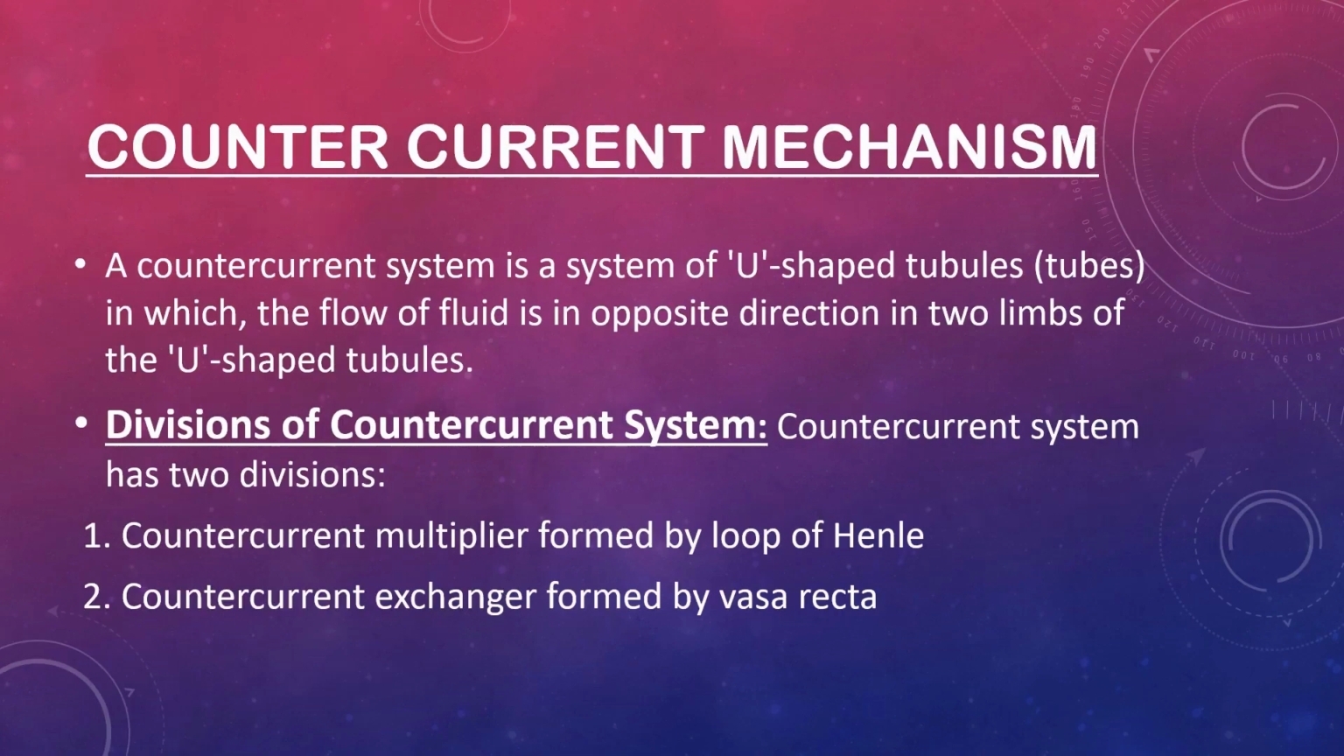Countercurrent mechanism. Firstly, let us understand what is countercurrent system. It is a system of a U-shaped structure in which the flow of fluid is in opposite direction in two limbs of the U-shaped tubules, that is in Henle's loop. That is, in the descending loop and ascending loop, the flow of fluid is in opposite direction. Coming on to its two divisions, we have the countercurrent multiplier and countercurrent exchanger.